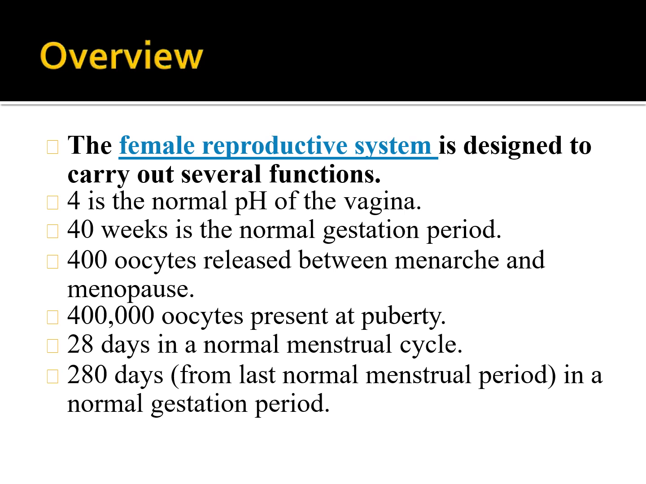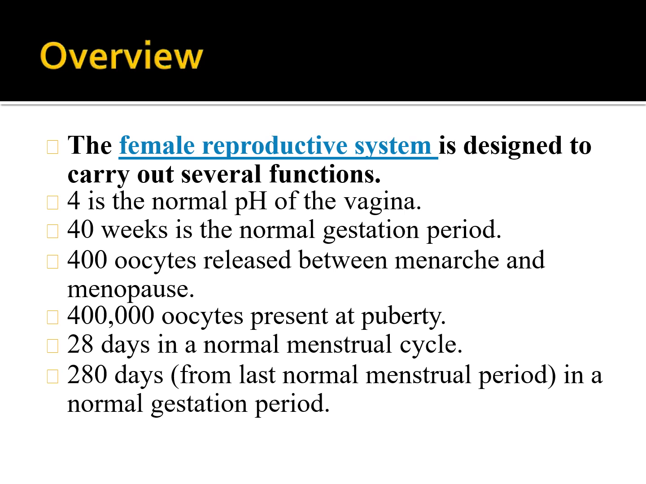The normal pH of the vagina is 4, and it carries and maintains the normal 40th week of gestation. That is, it supports and maintains the 40th week of pregnancy. The normal duration of pregnancy is 40 weeks. The reproductive system supports, maintains and even helps to achieve the delivery of the baby.